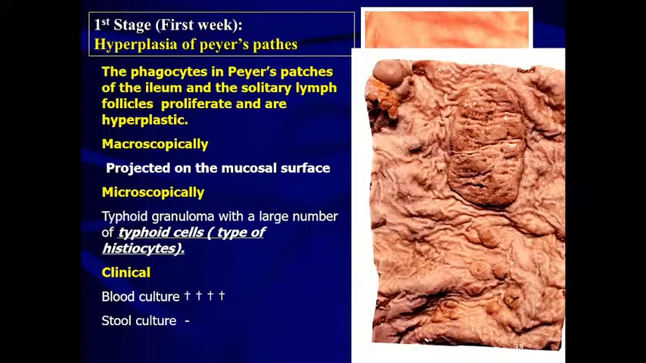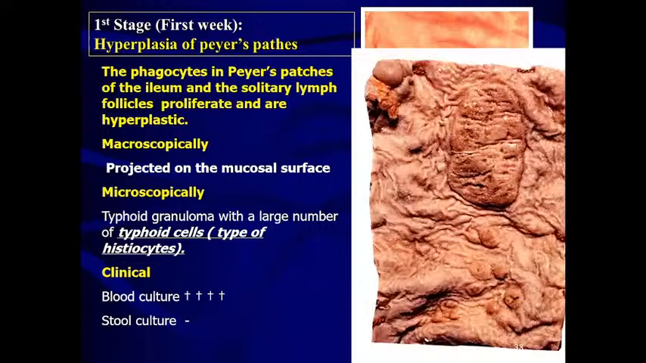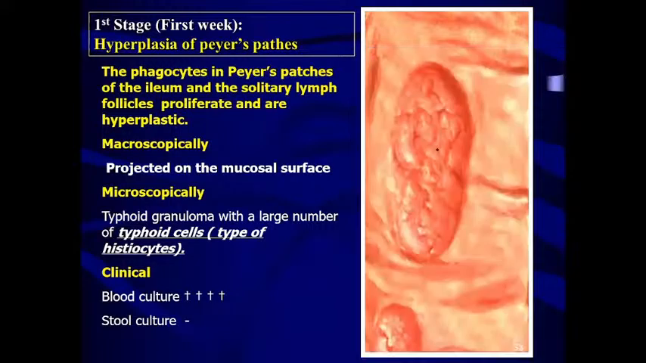So this is now a postmortem picture where you see the prominent, longitudinally aligned Peyer's patch. Clinically, when you're doing colonoscopy, you see the same picture. You're going to find these pictures, definitely, in your practicals.